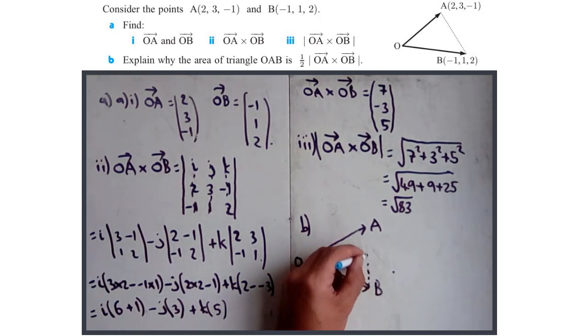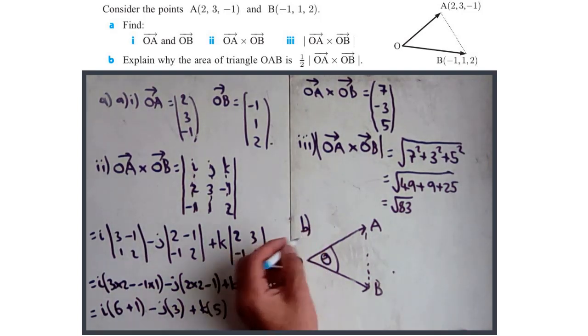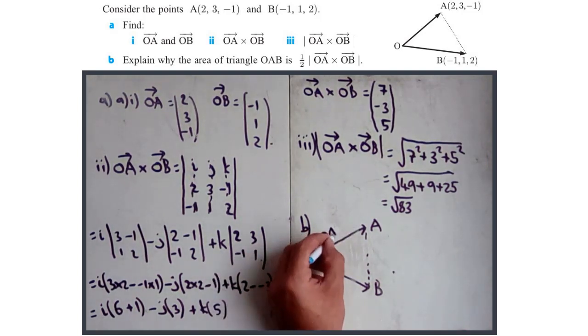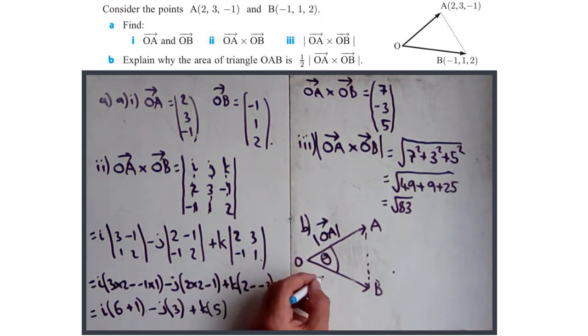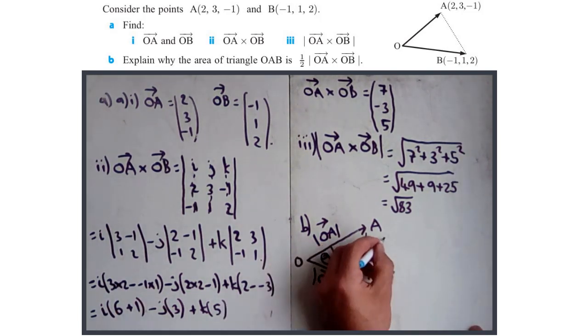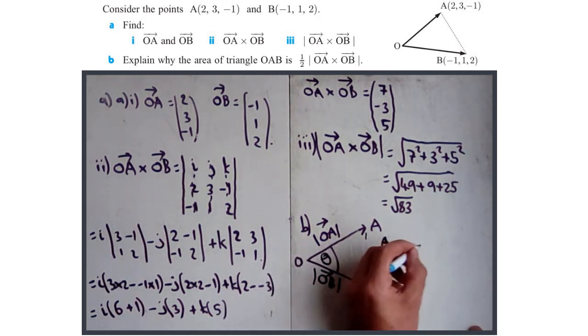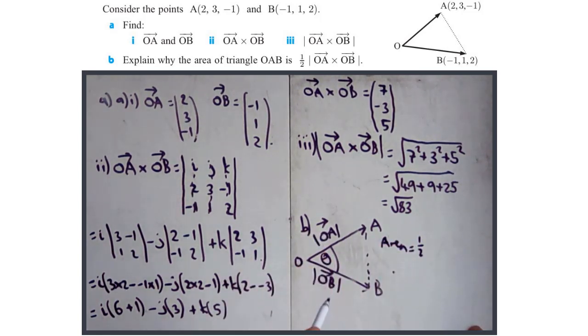Right, and so we're interested in this triangle, and you have theta here, right? So the length of this line must be the magnitude of OA. That's the magnitude means length. The length of this line must be the magnitude of OB. And you should know from just basic triangle, non-right angled trigonometry that area equals a half times the side times another side times the sine of the angle between them.